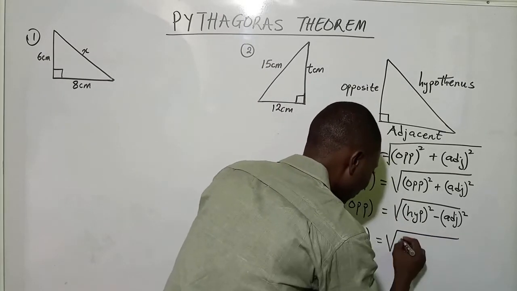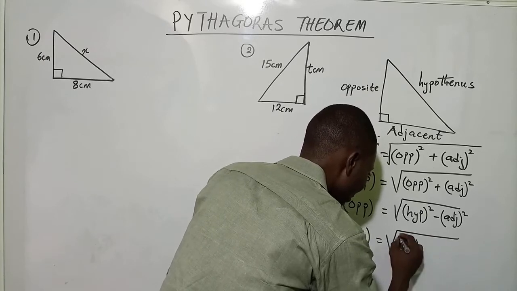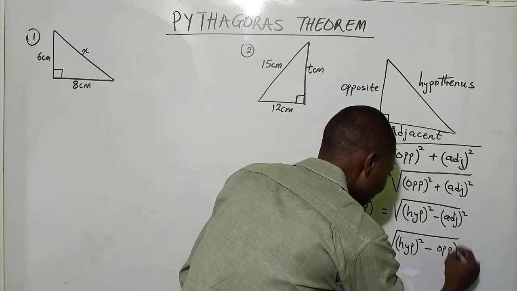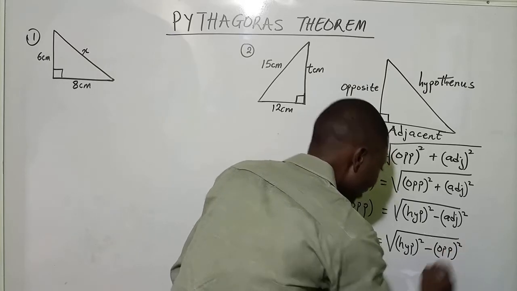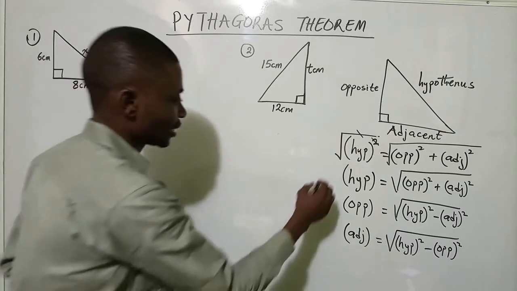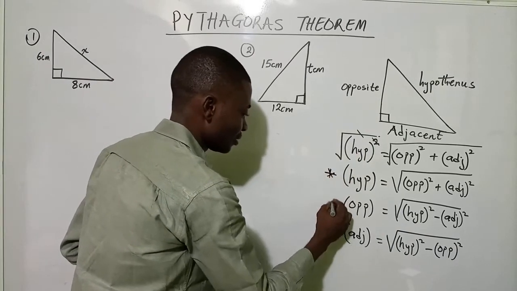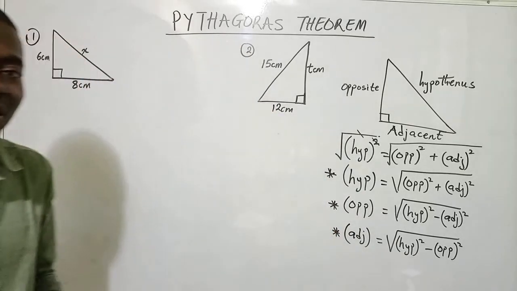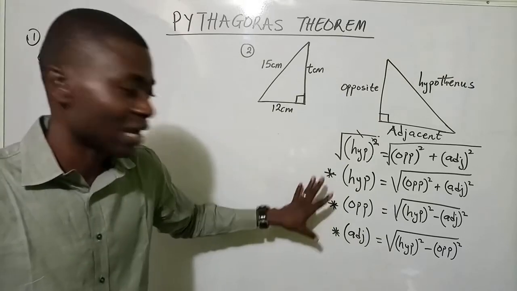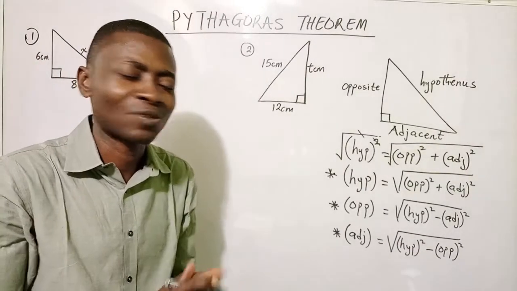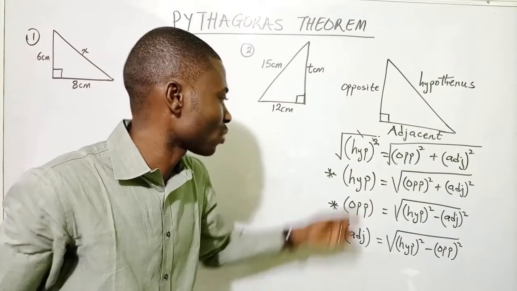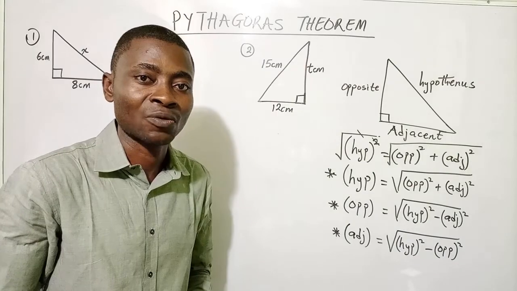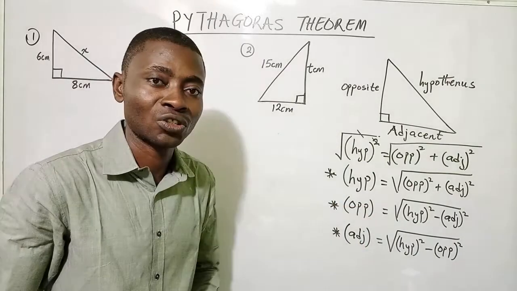Square root of hypotenuse square minus opposite square. That is it. So these three formulas are key. 1, 2, 3. It's very, very important. Once you know these three formulas, at any point that someone asks you, what is the formula for calculating the hypotenuse or the opposite of a right angle triangle, you should be able to know exactly what to do.